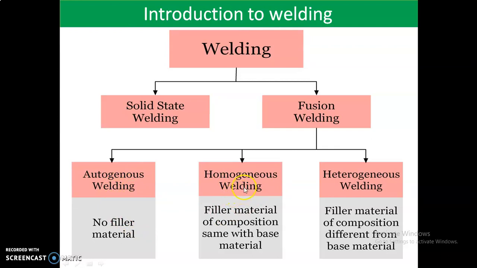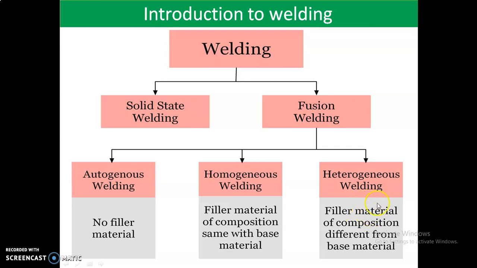Next, coming to the second one, what is homogeneous welding process? If we join two similar metals with the help of a filler rod, and that filler rod is the same metal as the base metal, that is homogeneous welding. Once again listen: if we join two similar metals with the help of a filler rod of the same metal, that welding process is known as homogeneous welding process. And the last one is heterogeneous welding process.